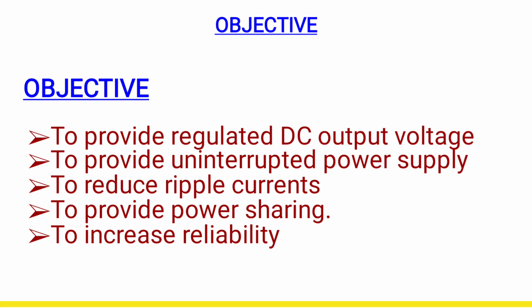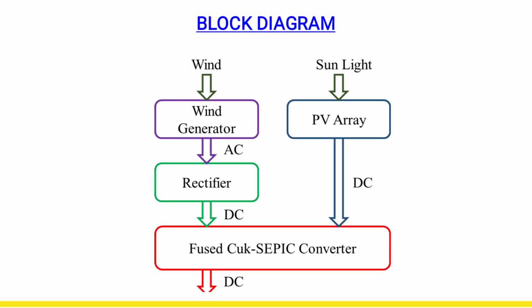Its main objectives are to provide regulated DC output voltage, to provide uninterrupted power supply, to reduce ripple currents, to provide power sharing, and to increase reliability.